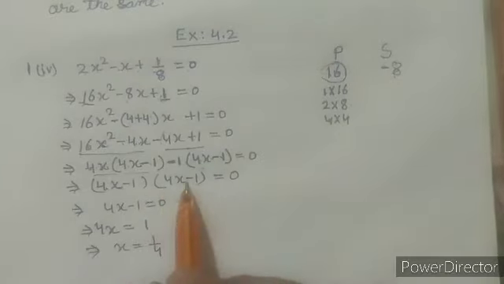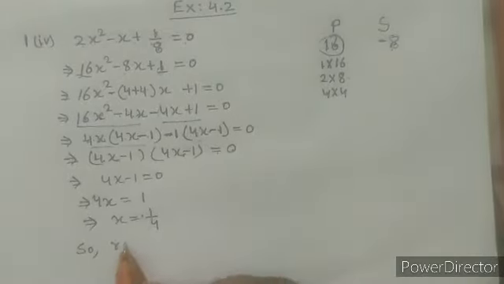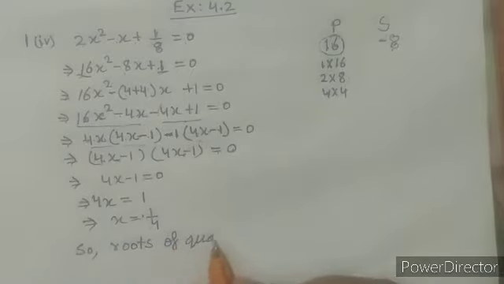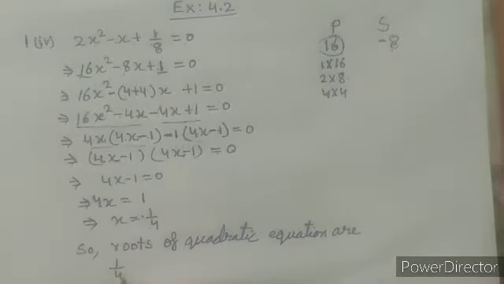Similarly, by the other factor also, 4x minus 1 will be equal to 0, and that will again give us x equal to 1 upon 4. So we can say that roots of quadratic equation are 1 upon 4 and 1 upon 4.